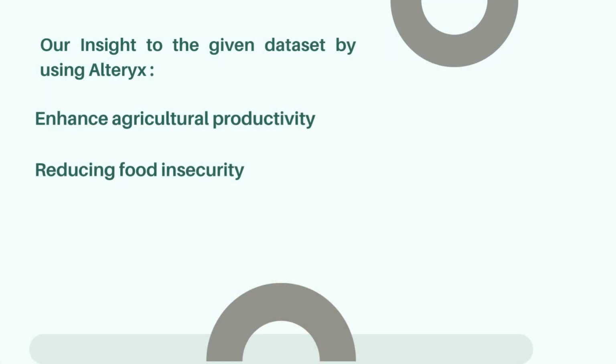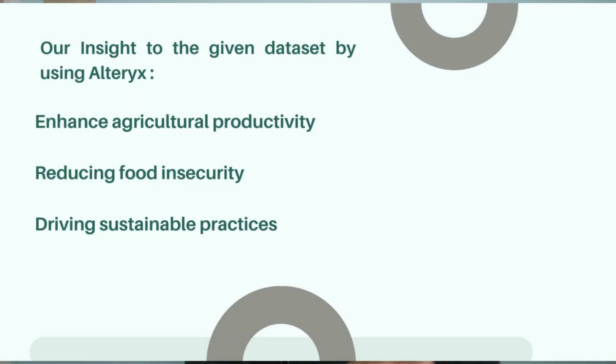Second one is reducing food insecurity. AlterX empowers us to create predictive models from environmental data that identify potential food shortages and propose strategies to mitigate them. This ensures vulnerable populations have reliable access to nutritious food. Okay, so the third one is driving sustainable practices. By analyzing environmental trends with AlterX, we promote techniques like water harvesting, soil moisture conservation, and efficient irrigation. These insights support sustainable resource use and long-term agricultural resilience.